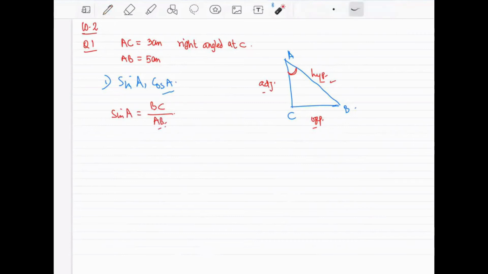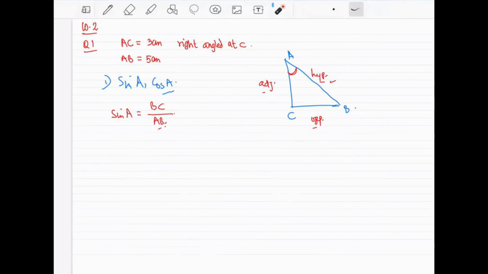There is one issue here. The value of AC is given, which is 3 centimeters. The value of AB is given to be 5 centimeters. So we don't know this one, right? We don't know what BC is. We don't know this part, right? How to find this out? We have to use Pythagoras theorem.